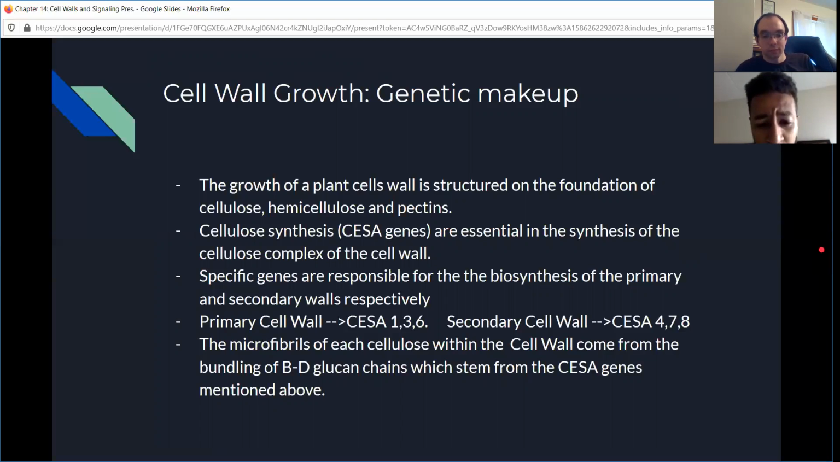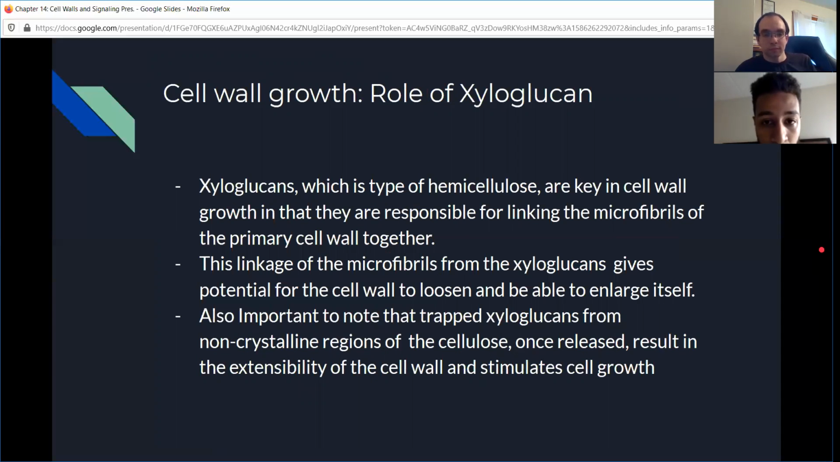And the microfibrils of cellulose within the cell wall come from the bundling of the beta-glucan chains, which stem from the CESA genes mentioned above. Next, we have more detail on how xyloglucans play a role in cell growth. They're a type of hemicellulose which are key in cell wall growth, responsible for linking the microfibrils of the primary cell wall together.